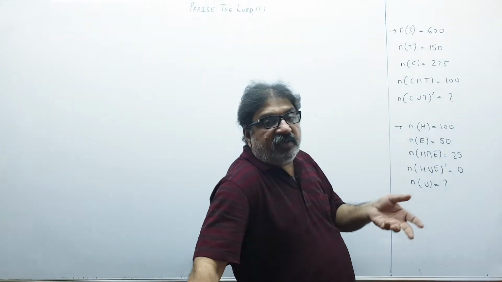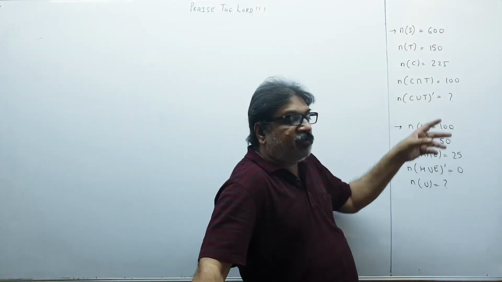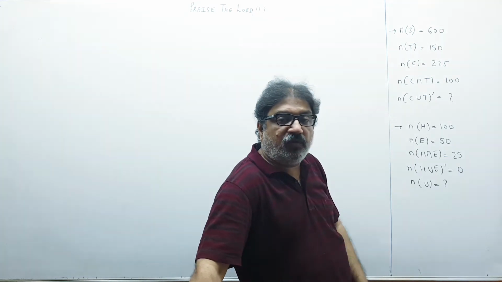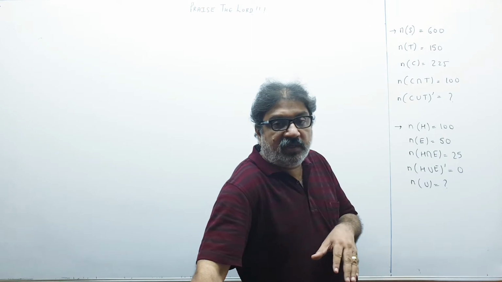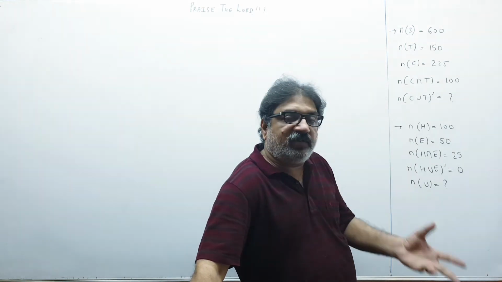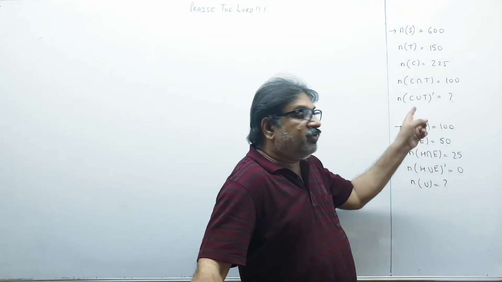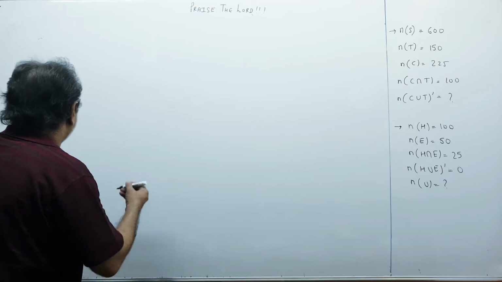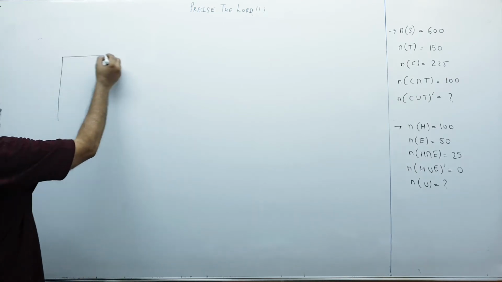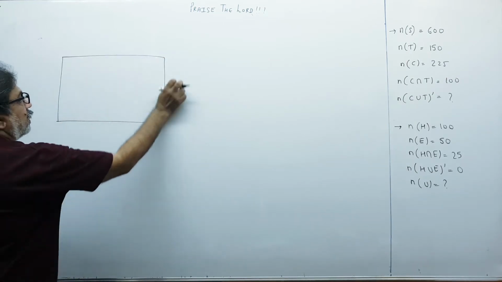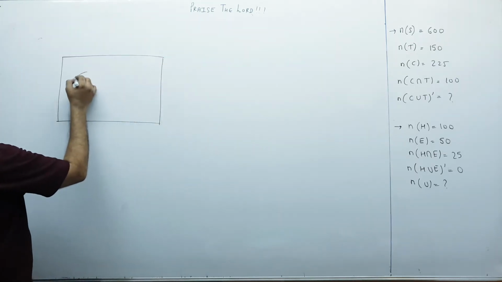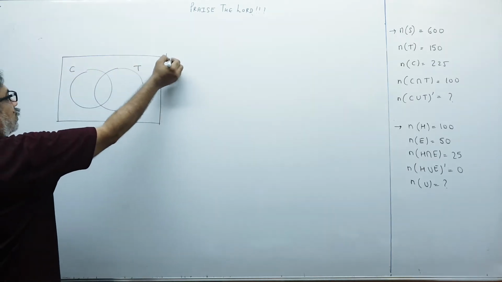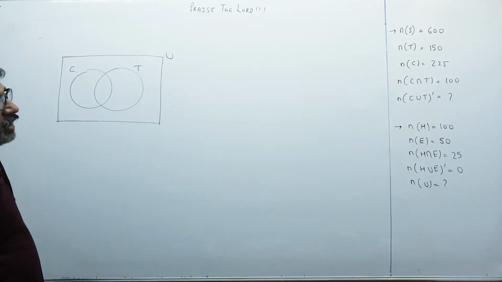So C union T means either taking coffee or tea, and dash means neither taking coffee nor tea. So if you want to find out students neither taking coffee nor tea, they should be outside the sets of coffee and tea. That means that will be (C union T) dash. We have to find that. It's very easy with the help of a Venn diagram, children. You make a Venn diagram like this. This is the set of coffee students and tea students. This is the total universe.